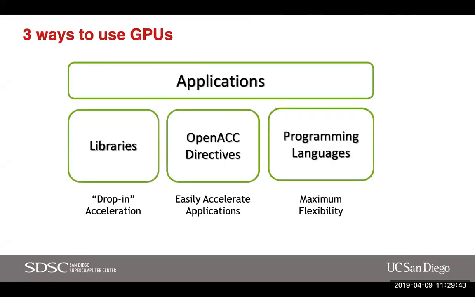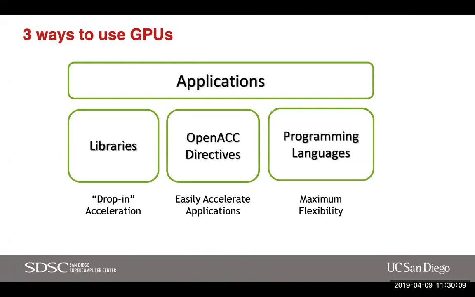So let's look at how to program GPUs. There's basically three ways to use GPUs. So you have an application, and either you can use libraries. That's basically what we call a drop-in acceleration, right? So you have a function call to a standard library, and there's a CUDA implementation, so you can effectively just switch that in with a little bit of workaround in order to initialize the GPU, for instance.